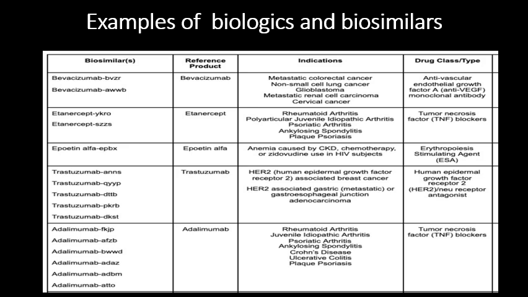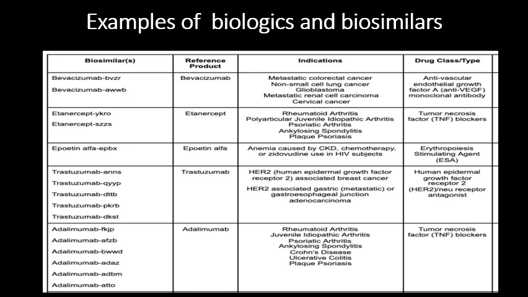So the first one is the biosimilars for bevacizumab. We all know bevacizumab is an anti-vascular endothelial growth factor. So it is used in the treatment of cancer, where it can act against angiogenesis. Angiogenesis is an essential part of the pathology of carcinoma, right, for the development of carcinoma. So to inhibit angiogenesis, we use bevacizumab in metastatic colorectal cancer, non-small cell lung cancer, and metastatic renal cell cancer. Okay, and the biosimilars of bevacizumab are bevacizumab-BVZR, bevacizumab-AWWB.